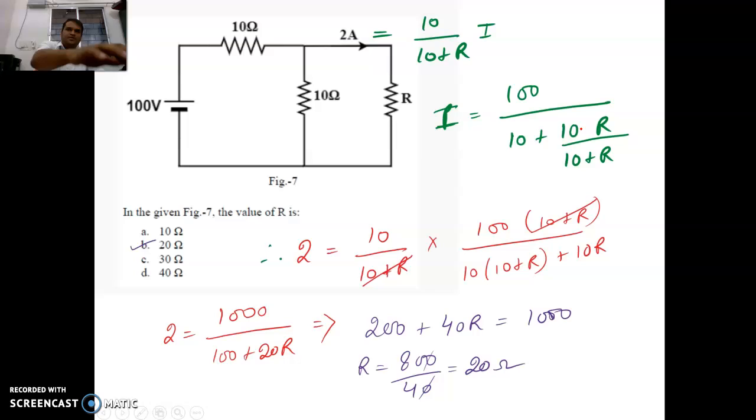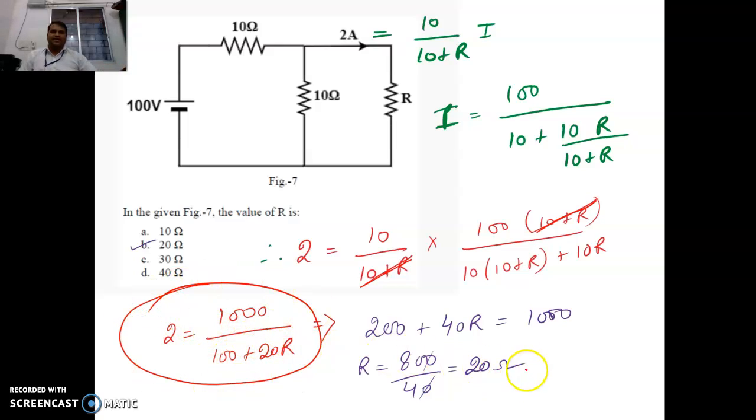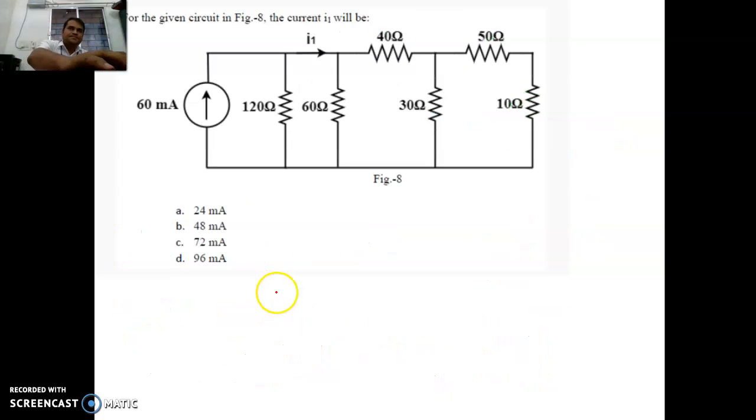So like that, we put the I value, we haven't done any type of calculation earlier, and just cut these two values, and what we get is 1000 divided by 100 plus 20R. You solve this equation, and what you get is R equals 20 ohms. So B is the answer.